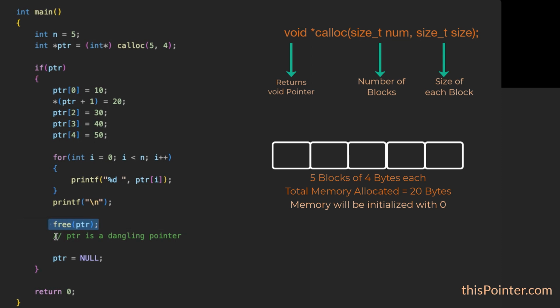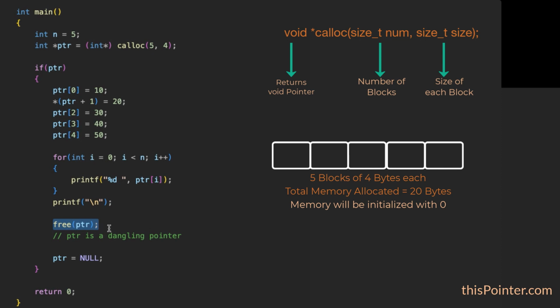After calling the free function, our pointer points to a memory location that is deleted, so it becomes a dangling pointer. Therefore we need to initialize it with null. Now an important point to note here is that when we call the free function, we need to make sure that we are passing a pointer that is pointing to a valid memory location allocated on the heap, either by the calloc or malloc functions only.